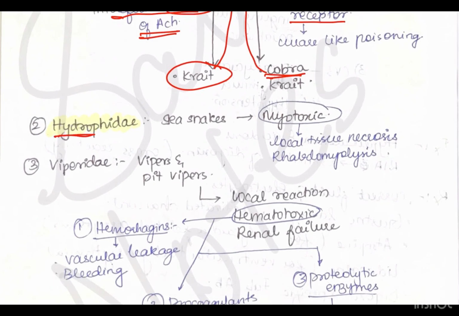Hydrophidae, the name hydro shows sea snakes. You can easily remember. And these are myotoxic. Just remember, you require your muscles to swim, so they are myotoxic. It causes local tissue necrosis and rhabdomyolysis.